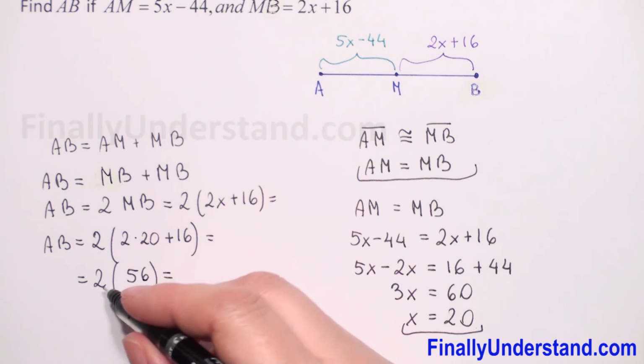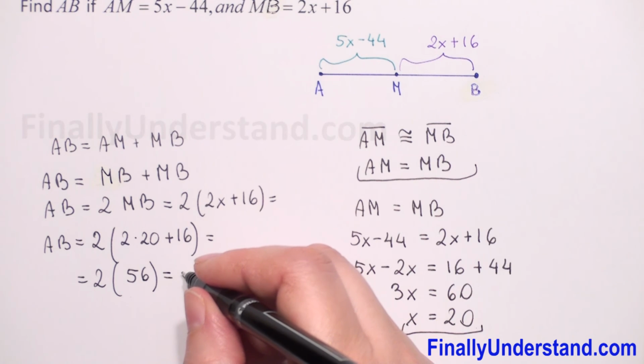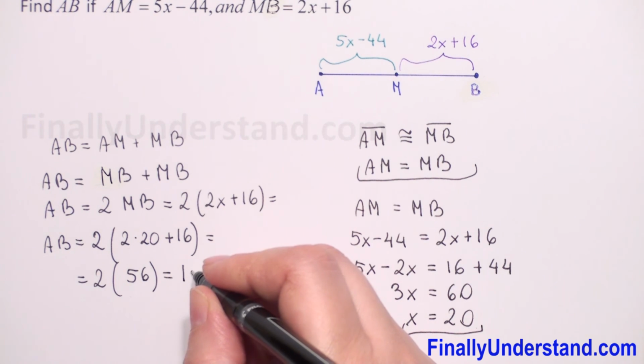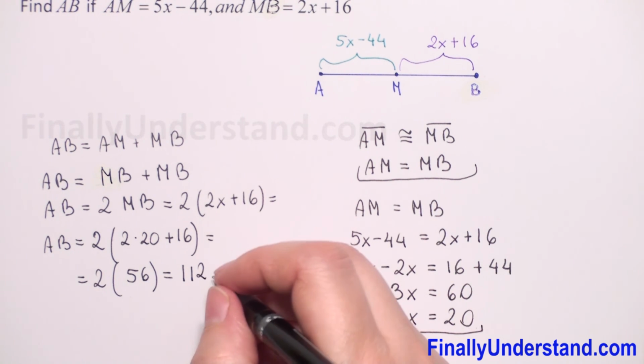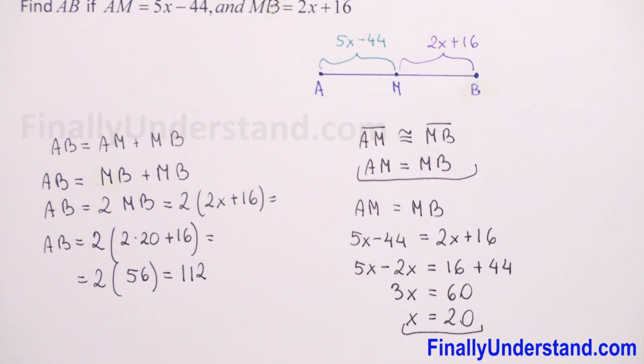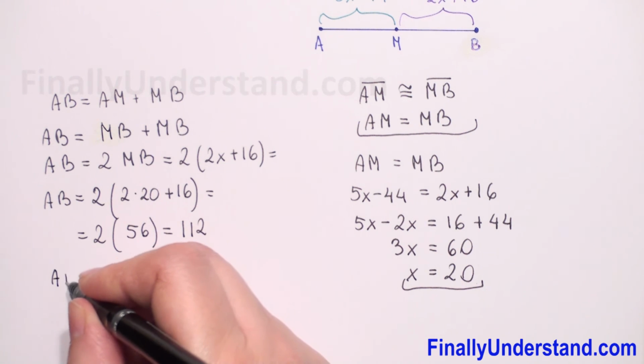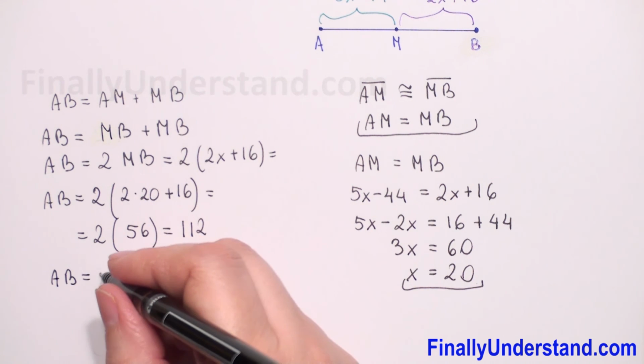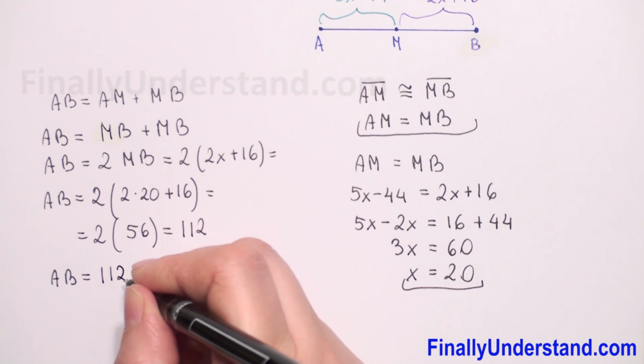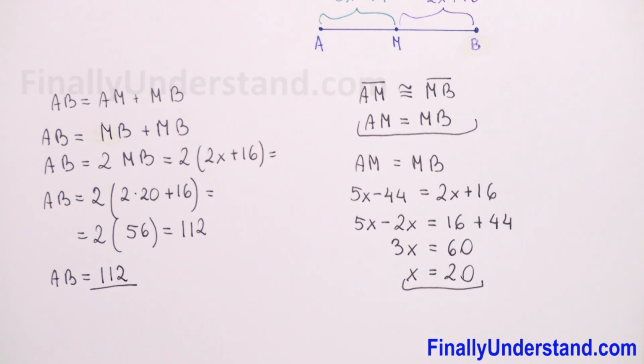So we have 2 times 56. This is equal to 112. So the length of our segment AB is equal to 112. This is my solution.